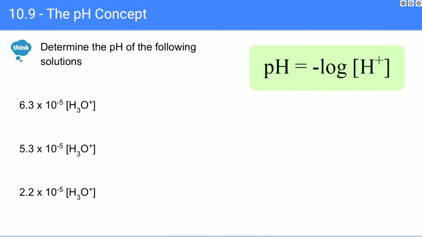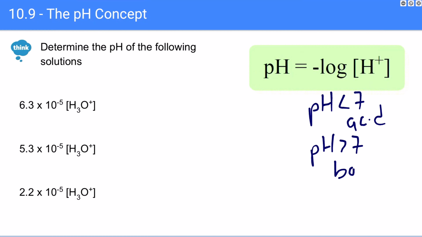All right, so here we're given a couple of different concentrations of H3O plus, and we're trying to determine the pH of these solutions. So we'll do a little bit of help with this. If the pH is less than 7, it is an acid. If the pH is greater than 7, it is a base. And if the pH is 7, we'll call it neutral, okay? Just to kind of give us an idea. So we're just gonna plug these into our calculator and solve. This is actually very easy to do.